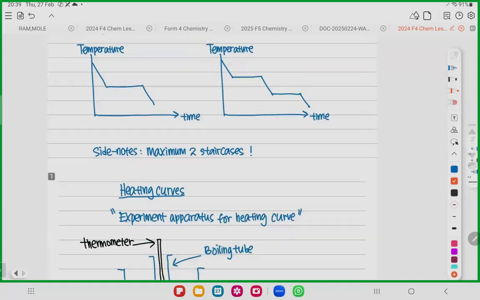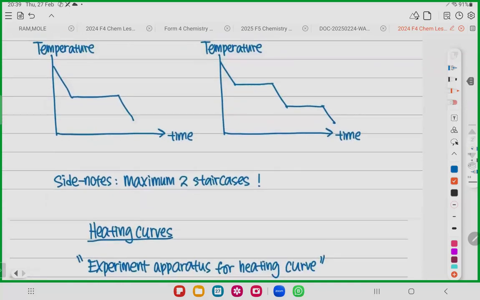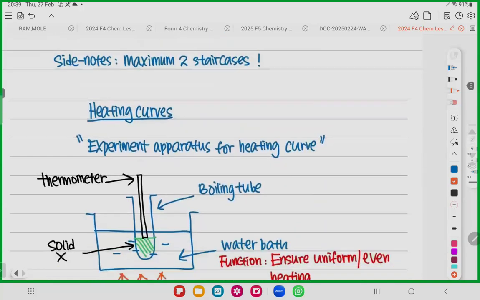Okay, let's start. First and foremost, you need to know what the experiment apparatus is and how to conduct the experiment to get the heating curve. So today, if I want to get a heating curve, I need to do some experiment. How do we do the experiment? It looks like this.